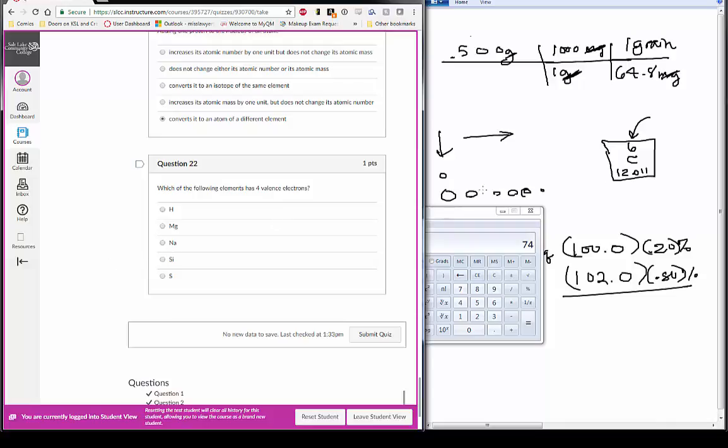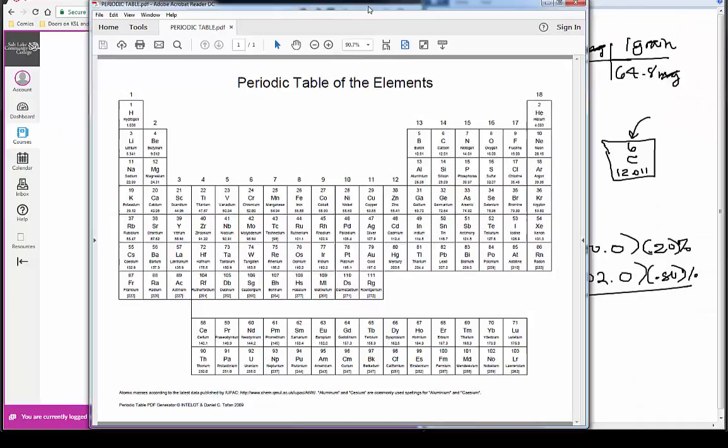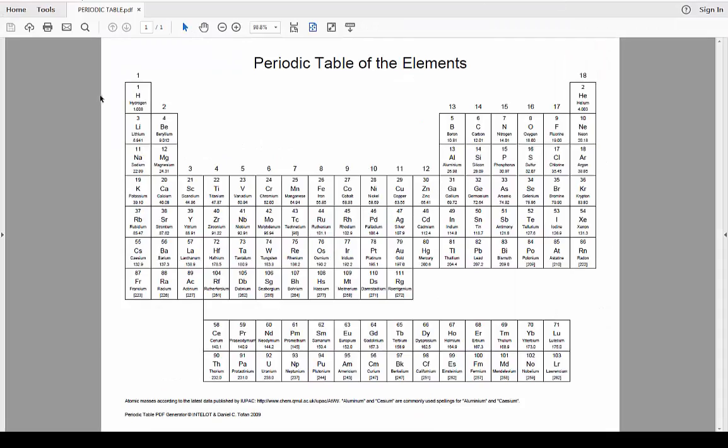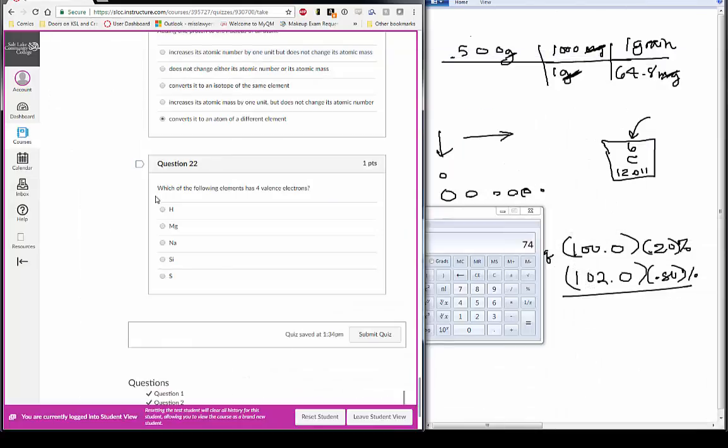And lastly, which of the following elements has 4 valence electrons? Again, this is a question everybody should get right. You just look at the periodic table, you find group 4. 1, 2, 3, 4. These are the elements which have 4 valence electrons: carbon, silicon, germanium, tin, and lead. So silicon it is. Hydrogen and sodium are in group 1, so they have 1. Magnesium is in group 2, so it has 2. And sulfur is in group 6, so it would have 6.